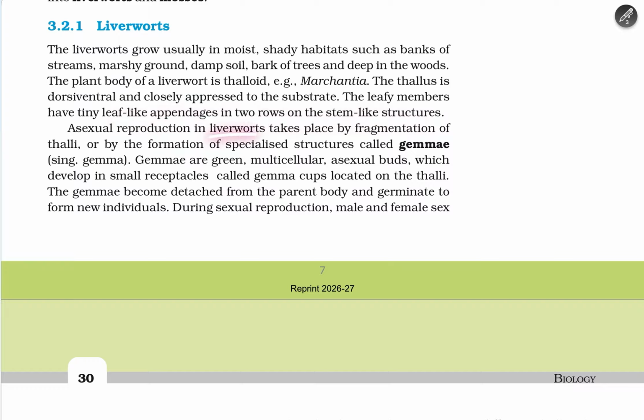Asexual reproduction of liverworts takes place by fragmentation of thalli or by formation of special structures called gemmae. The gemmae are green multicellular asexual buds which develop in small receptacles called gemmae cups located on the thalli. The gemmae become detached from the parent body and germinate to form a new individual.